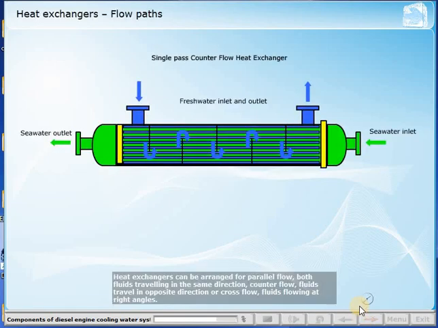Heat exchangers can be arranged for parallel flow, both fluids travelling in the same direction; counterflow, fluids travel in opposite directions; or cross-flow, fluids flowing at right angles.